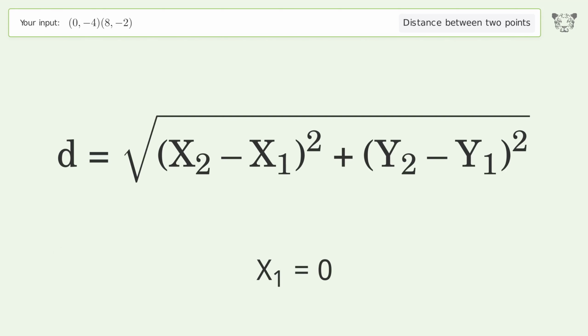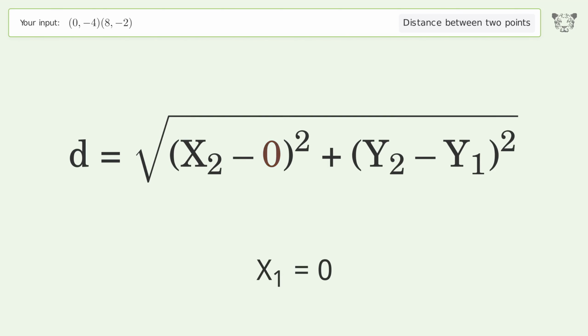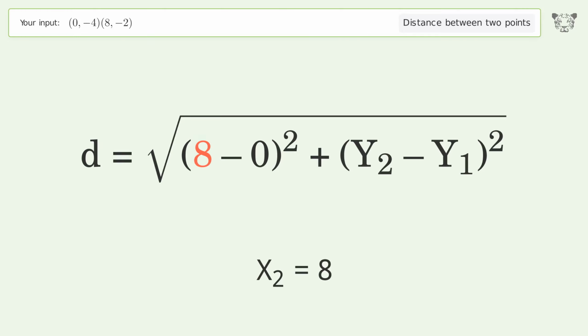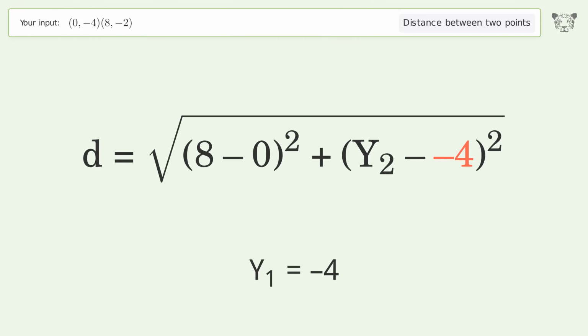x1 equals 0. x2 equals 8. y1 equals -4. y2 equals -2.